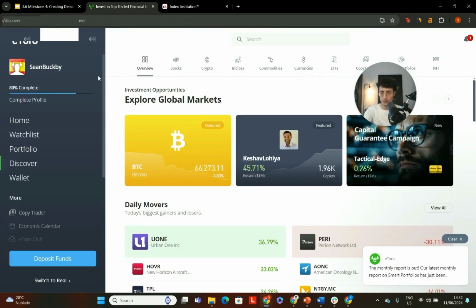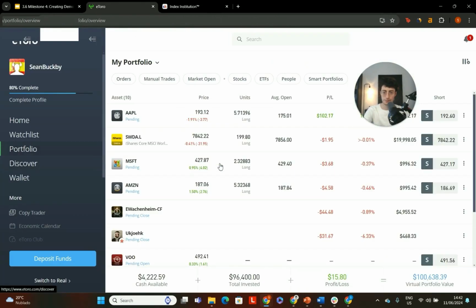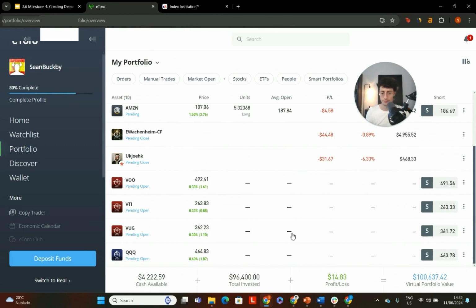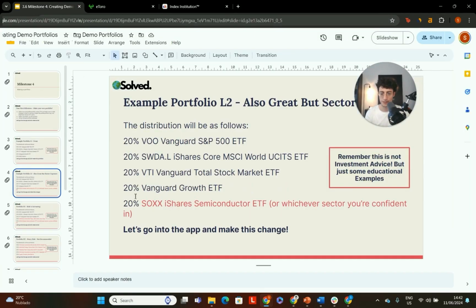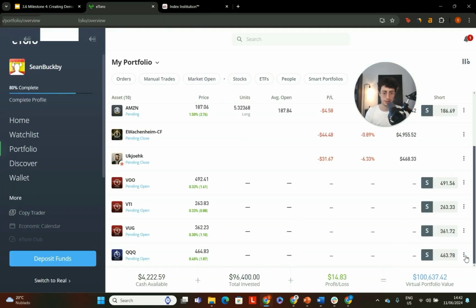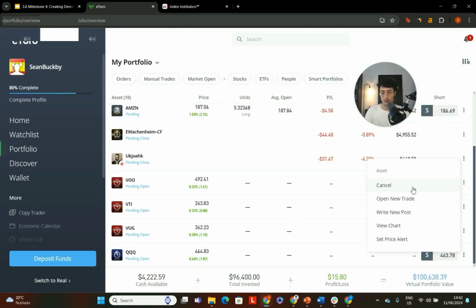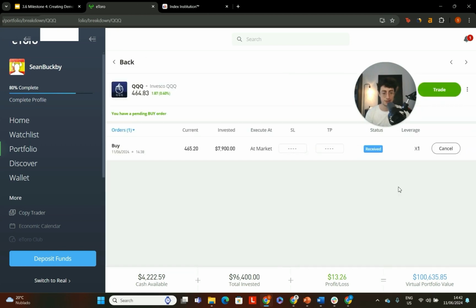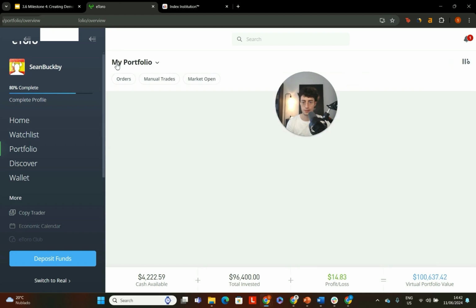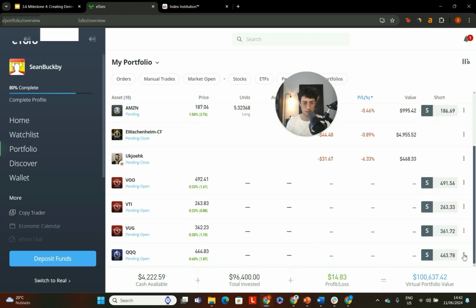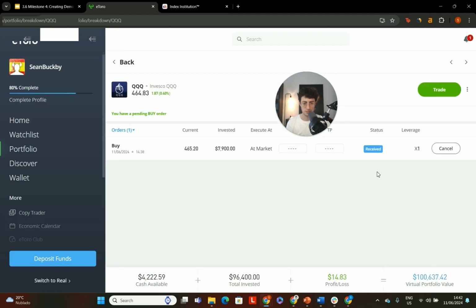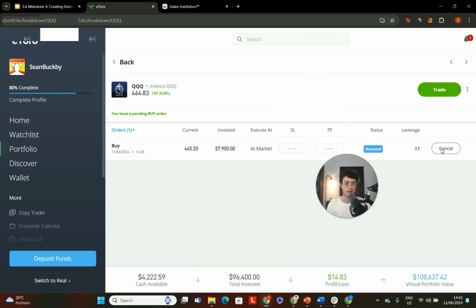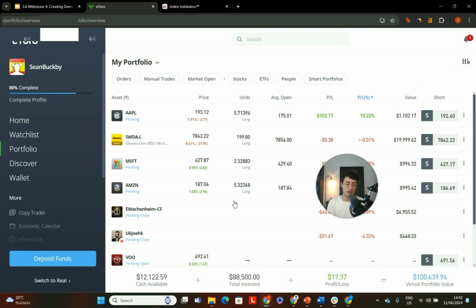So let's go into our portfolio. And how do you make a change to a portfolio? So in this case, we're replacing the QQQ Invesco. So what we'll do is we'll try to close, or in this case, since it hasn't happened yet, we can cancel this position. Yeah, cancel this position. Cancel. Okay, cancel here. Done. We've canceled now our order.